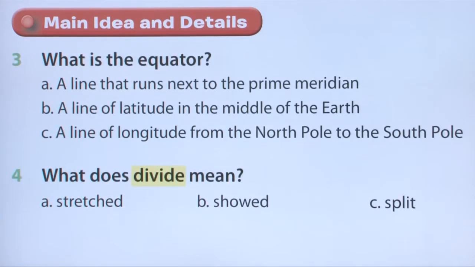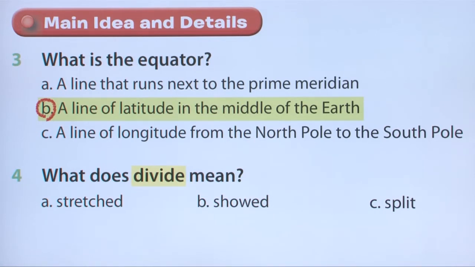All right, and question number 3. What is the equator? Can you remember the equator? What is it? Is it A, a line that runs next to the prime meridian? Is it B, a line of latitude in the middle of the Earth? Or C, a line of longitude from the North Pole to the South Pole? So the equator is B, a line of latitude in the middle of the Earth. It runs from east to west or left to right if you're looking at a picture.